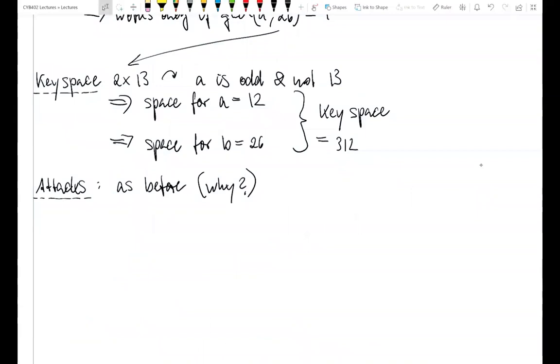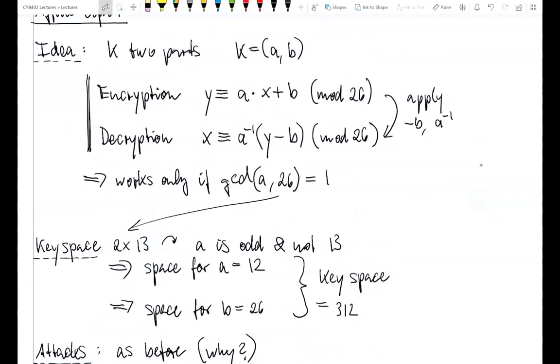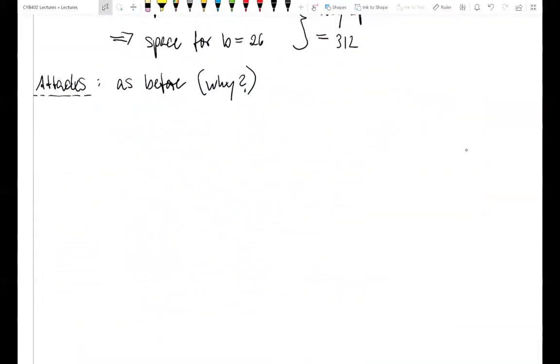All right. What you see here is that our knowledge about integer rings has already helped in discussing the affine ciphers. All right. That's all for today, you guys.